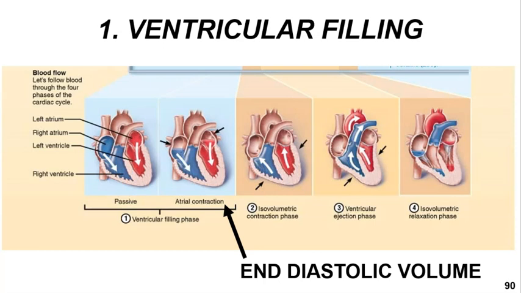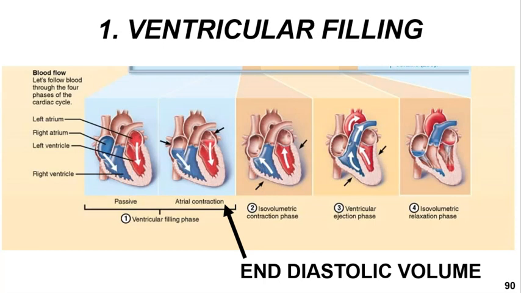The first is the passive phase of ventricular filling, and this is going to occur when blood returning to the heart begins filling both the atria and the ventricles simultaneously. So note here that the ventricles will also begin to fill because the AV valves are open anytime the ventricular pressure is lower than the atrial pressure. However, the aortic and pulmonary semilunar valves are going to be closed because when pressure in the ventricles is low, these valves will remain closed.